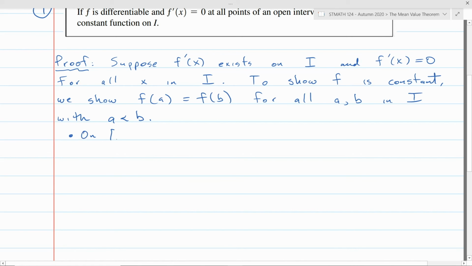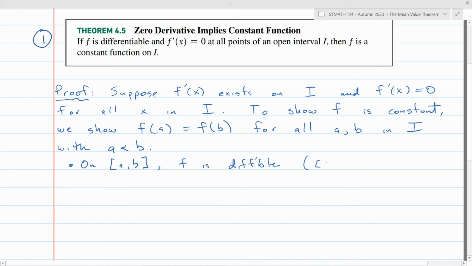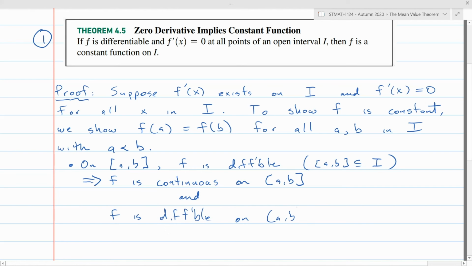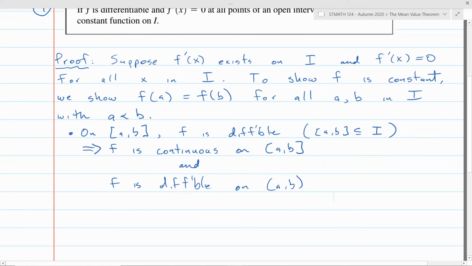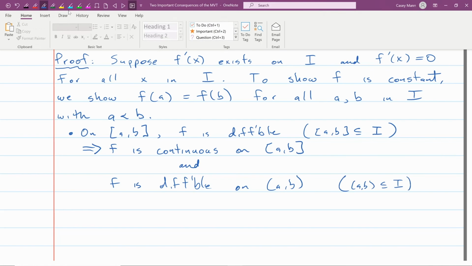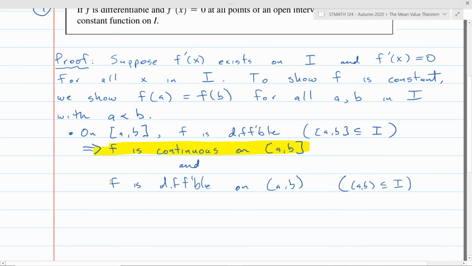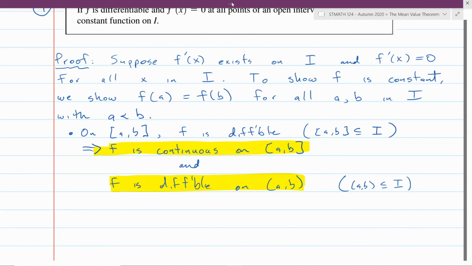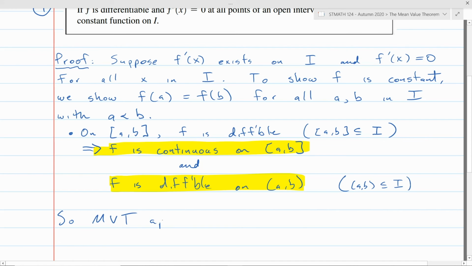Okay, on this interval a to b, f is differentiable because this interval a to b is a subset of I, and we've already supposed that the function f is differentiable on the entire interval I, and we know that differentiability implies continuity, so this tells me that f is continuous on [a, b]. And we certainly know f is differentiable on the open interval (a, b). f was differentiable on the entire interval I, so it's certainly differentiable on this subinterval. The reason I'm pointing this out is that these are the hypotheses of the mean value theorem. That f be continuous on the closed interval, and that it be differentiable on the open interval. So that means that the mean value theorem applies to f.